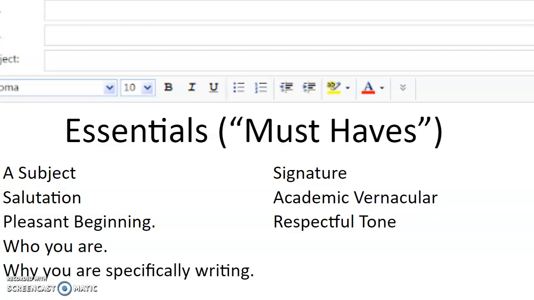Then you need a line specifically saying why you're writing. Get to the point, okay? Professors don't have a lot of time. Let's be real. Who's got a lot of time? Nobody, okay? So you need to get to the point of what you're specifically writing to me about. I'm writing to ask for a missing assignment. I'm writing to tell you I will not be in class. I'm writing to tell you that I had some kind of problem come up and I won't be able to turn in an assignment, whatever. Okay, get to the point of why you're writing.